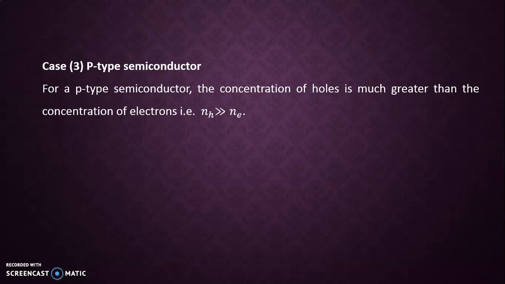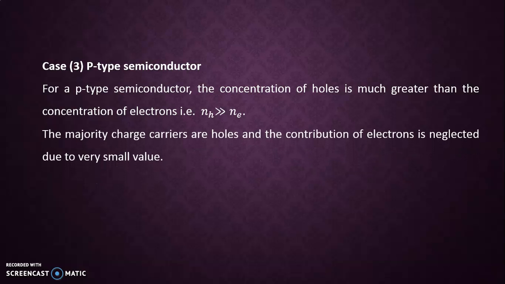So we consider case number 3, p-type semiconductor. For p-type semiconductor, the concentration of holes is much greater than the concentration of electrons, that is n suffix h is much greater than n suffix e. So the majority charge carriers are holes and the concentration of electrons is neglected due to its very small value. So I am repeating this again.